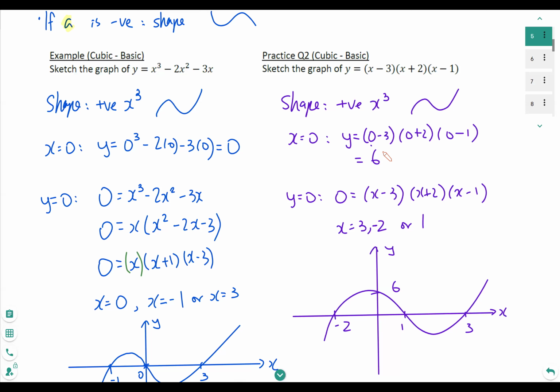Here are the answers for practice question 2. So the shape, when x equals 0 is 6. When y equals 0, we've got 3 roots in here. So it is what it is: minus 2, 1, and 3. Make sure you put numbers in the correct order.